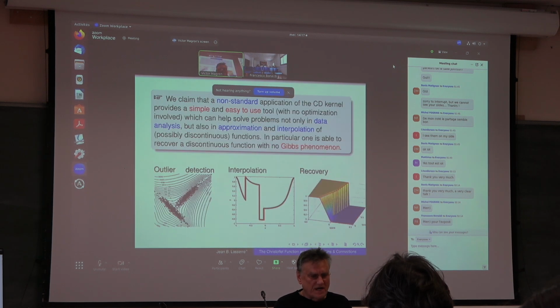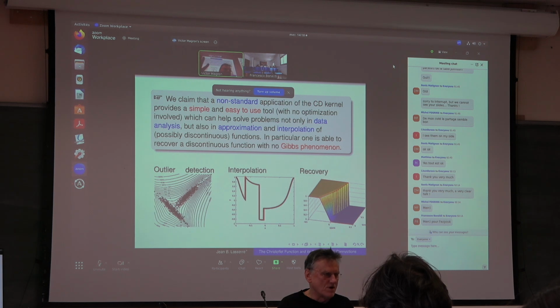Okay. So I claim that this is a simple tool, because you will see the computation is quite simple. There is a non-standard application of the CD kernel, the Christoffel-Darboux kernel, which provides a simple, quite easy to use tool with no optimization involved, modulo the dimension.